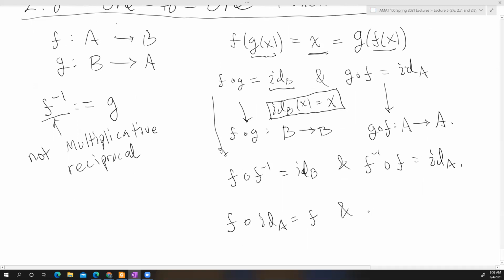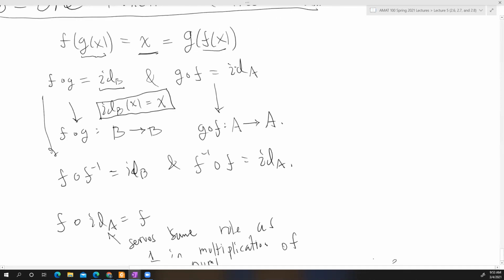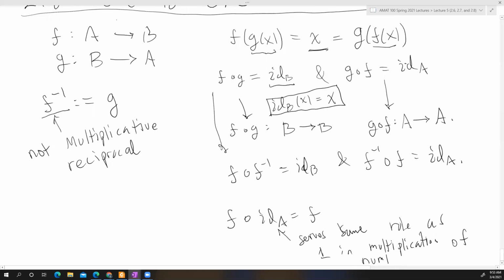So if you compose a function with the identity, you get the function back. This serves the same role as 1 in multiplication of numbers. So there is some analogy. There's some similarity.